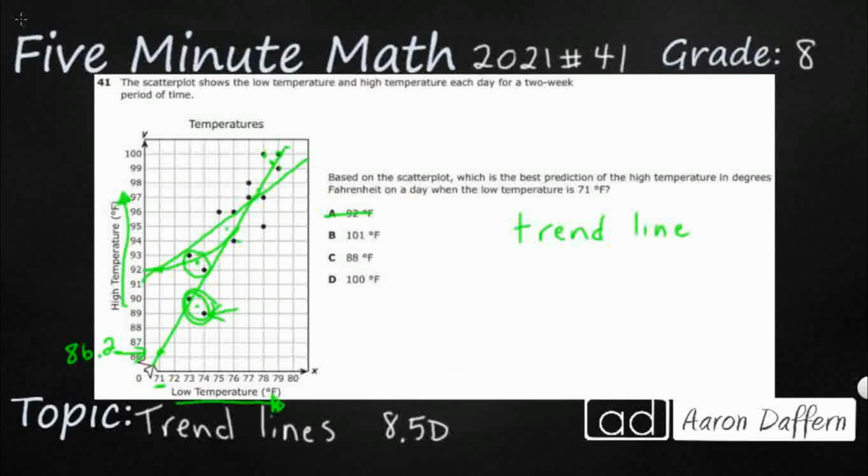101. 101 is off the scale, so I'm not sure. I think that was an incorrect wrong answer. That doesn't make any sense. Okay, 88. All right. I guess I could see 88. It's close-ish, right? You could draw a line from 88. Maybe I didn't draw that correctly. Didn't quite grab all of those. There we go. Okay, 88, and then 100. So I got 86.2. Let's go with C.